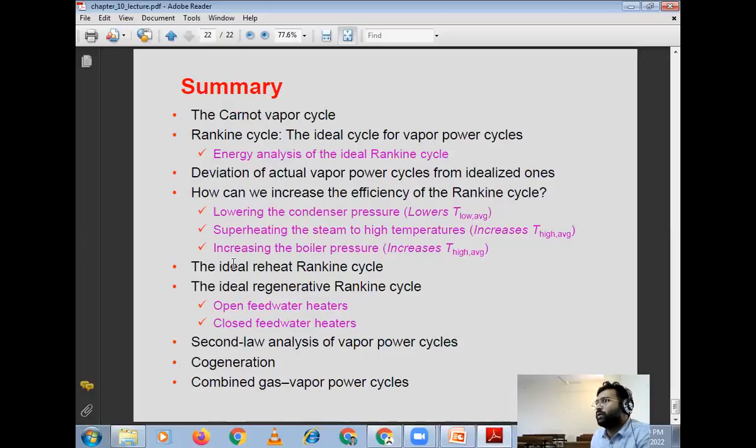For that, next we have the reheat cycle, and then the regenerative cycle. In regenerative, there are two types: open feed water heaters and closed feed water heaters. Then we didn't see the second law, it is not in your syllabus. And then today we covered cogeneration and combined gas power cycles. Okay, any doubt up to this point? Any doubt?